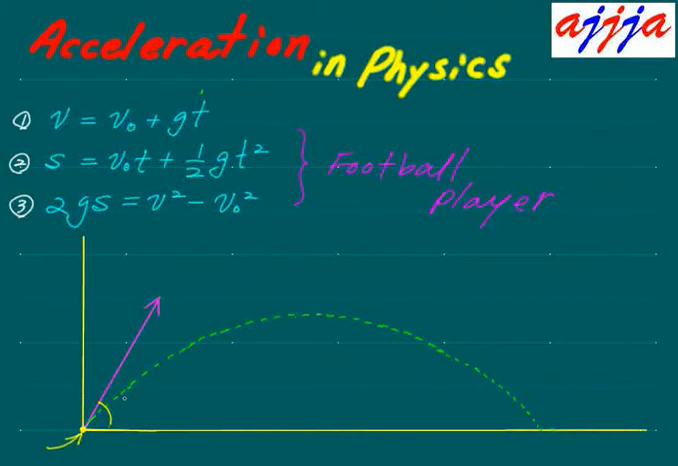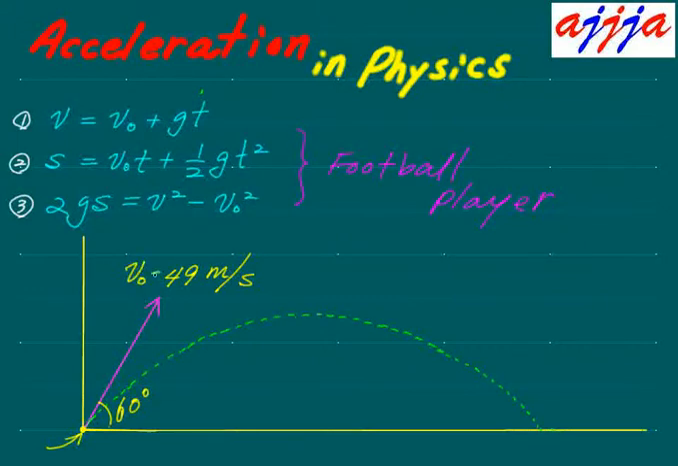Let's say this one was a 60-degree angle from the ground. Okay, 60 degrees, and you kick the ball. So, very powerful. Let's say 49 meters per second velocity. That's the initial velocity.